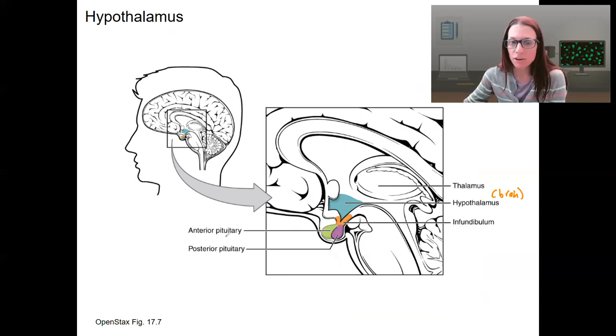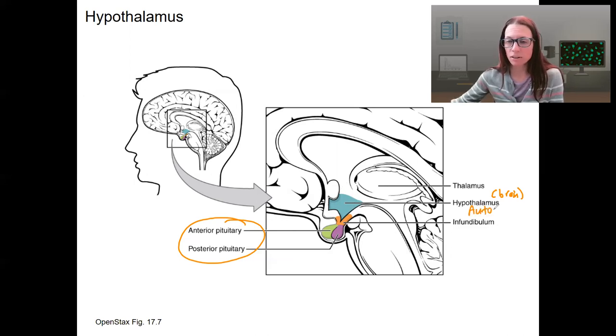Anterior and posterior pituitary are going to be very important because they have different functions. The anterior pituitary is actually endocrine tissue, whereas the posterior pituitary is neural tissue. So kind of cool. And you remember the hypothalamus, it is involved in the stress response. We talked a little bit about its role in autonomic control, right? So the autonomic nervous system and maintaining homeostasis.